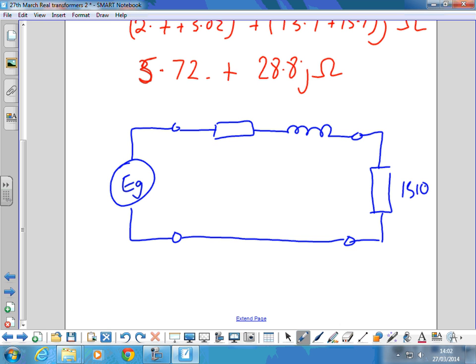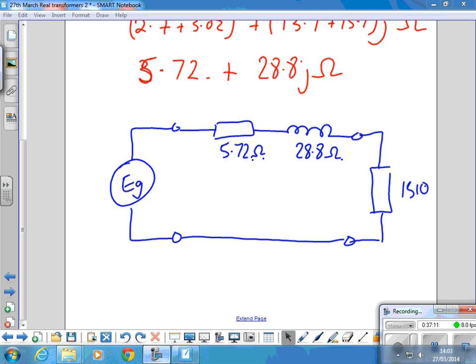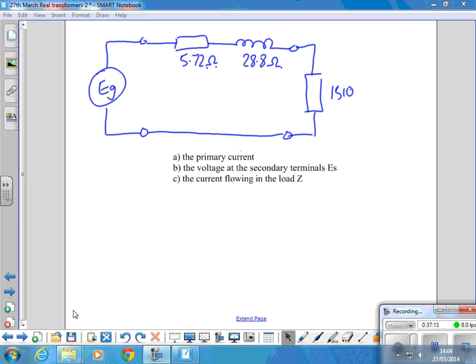(1510 ohms), 5.72 ohms, 28.8 ohms under load. So there's our original problem. Find the primary current, find the voltage of secondary terminals ES and the current flow and then the load Z. Can we more ably do that now?